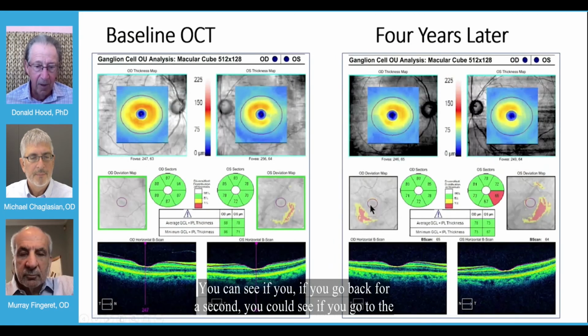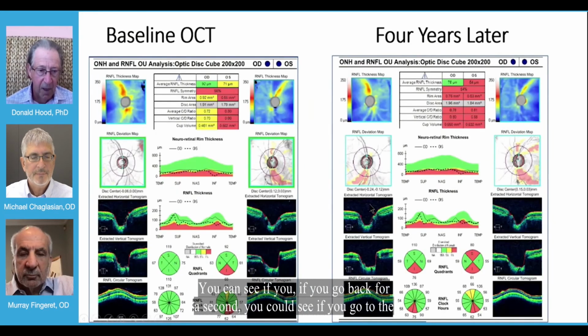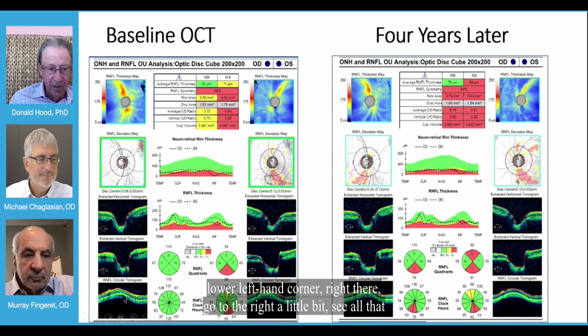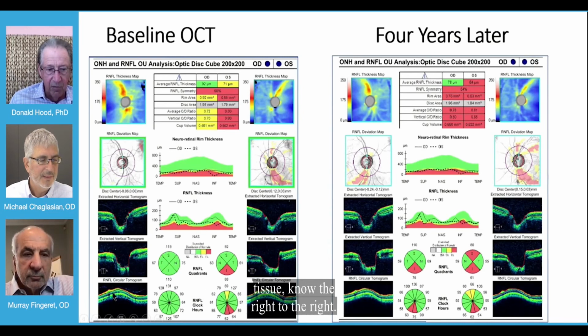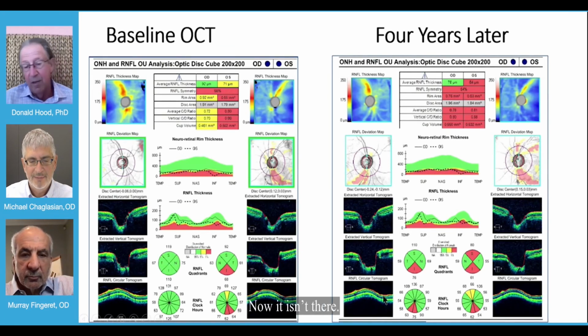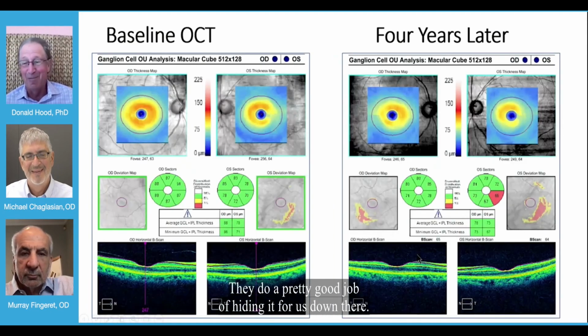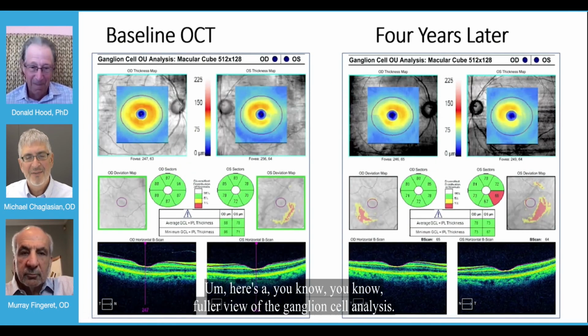You can see if you go back for a second, if you go to the lower left-hand corner. Yeah, right there. See, go to the right a little bit. See all that tissue? No, to the right. Oh, sorry. Yes. Yeah, see that tissue there? Yep. And now it's not there. They do a pretty good job of hiding it for us down there. Couldn't be any smaller. Here's a fuller view of the ganglion cell analysis.